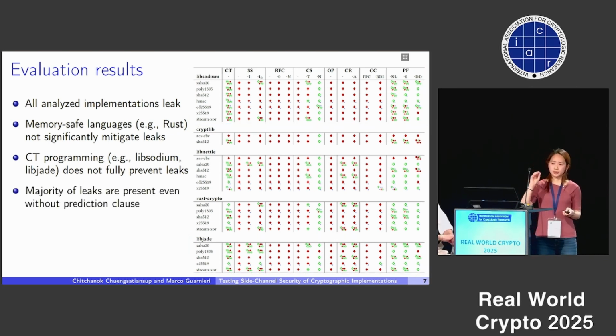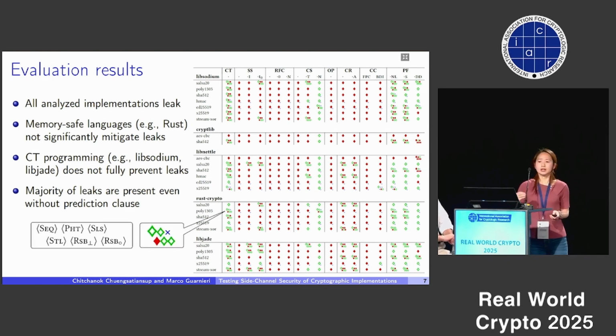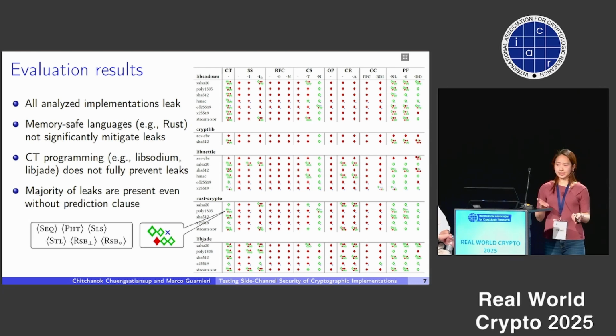And if we look a little bit further, and I need to zoom in a little bit, we found that the majority of the leaks actually come without prediction, during sequential execution.